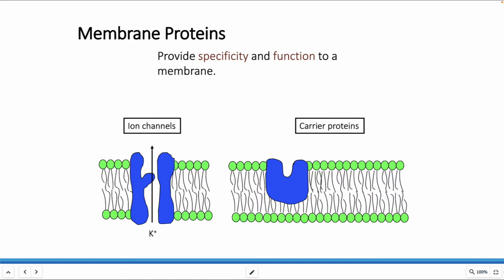Membrane proteins that I introduced earlier, remember, can be of these two types. They can be carrier proteins, where something comes in here, gets absorbed or gets attached to this carrier protein. Then the protein finds an Uber for it and brings it into the cell. Or we can have the ion channel, where potassium can just move freely through that channel.